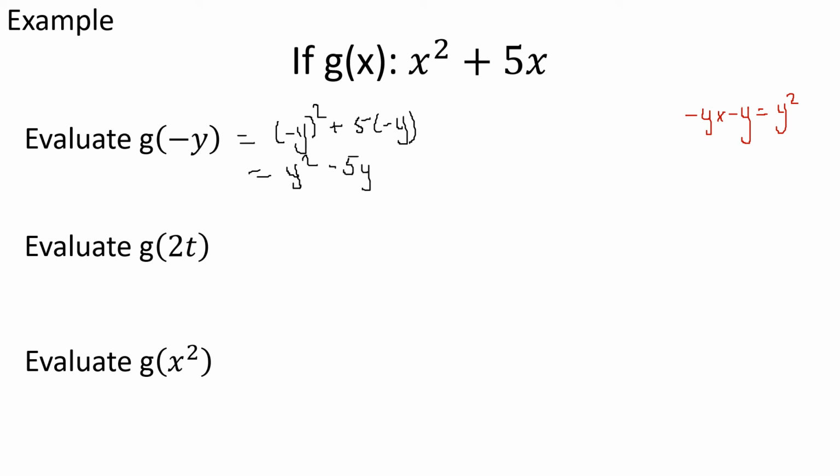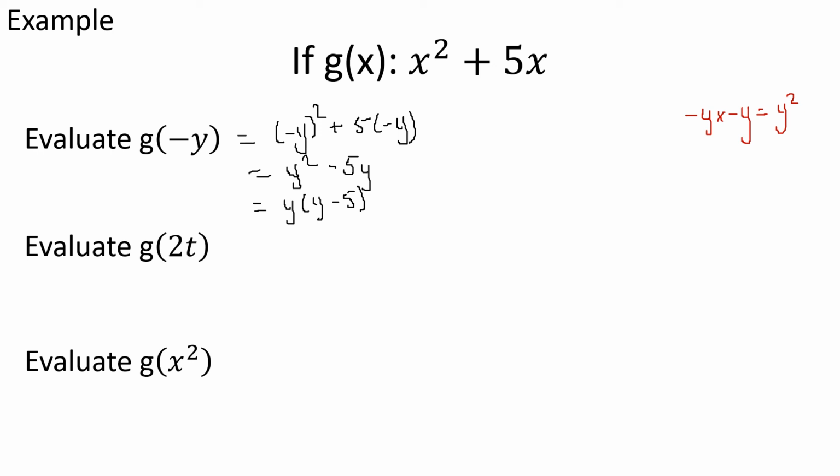So if we want to leave this in the simplest form, we can actually take out a factor of y. Might not always ask you for this, depends on the question. Can't always do this step, but it's because I've got a y in both terms. So I'd be left with y minus 5. Okay, so next one, g is 2t.